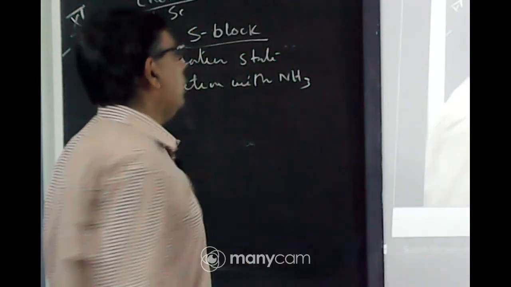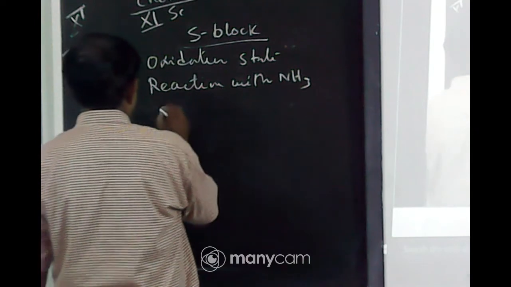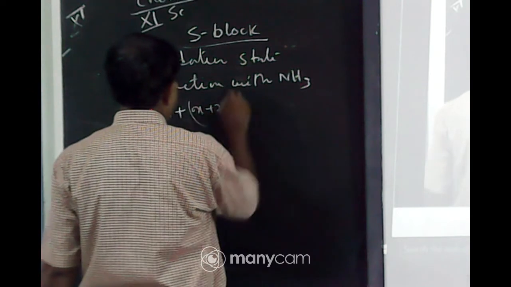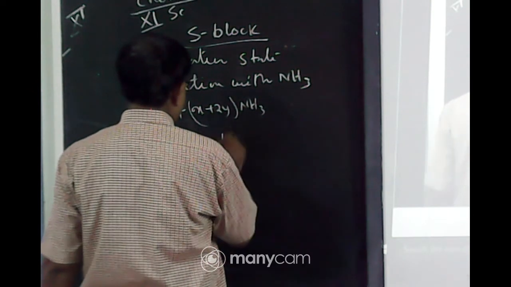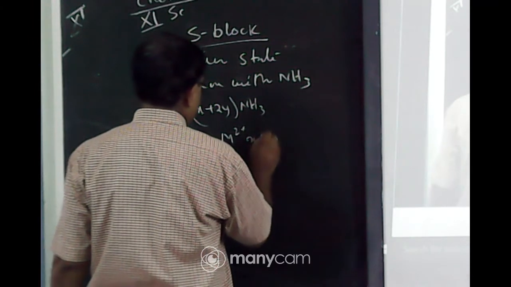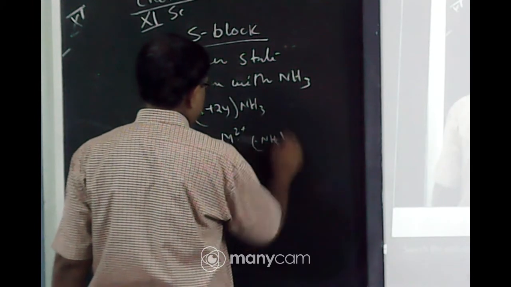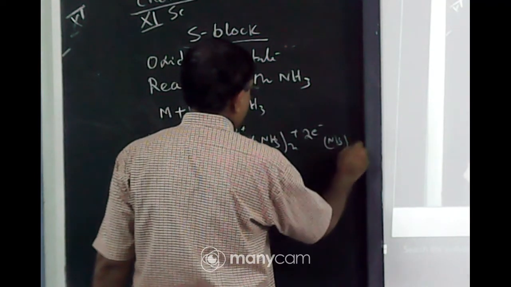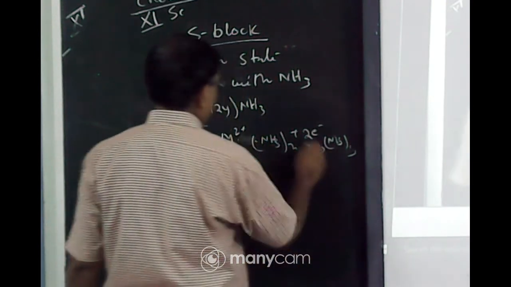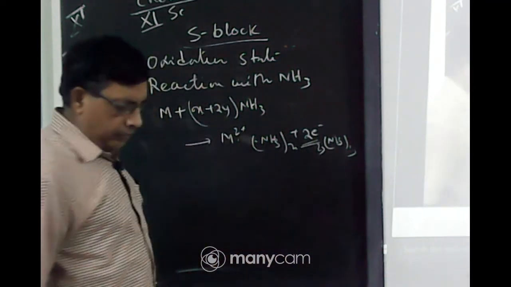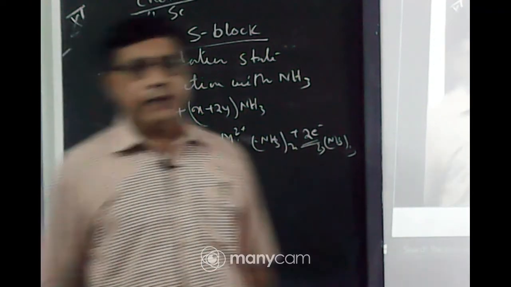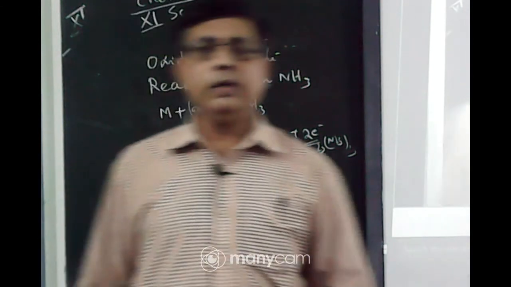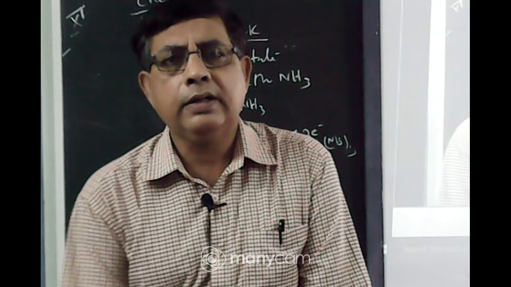When the metal dissolves in ammonia, the following reaction takes place: M + (x+2y)NH3 gives [M(NH3)x]2+ + 2[e(NH3)y]-. Due to this ammoniated electron, the metal gives a blue color solution, and due to the formation of the ammoniated cation and ammoniated electron, the solution of alkaline earth metal with ammonia also conducts electricity.